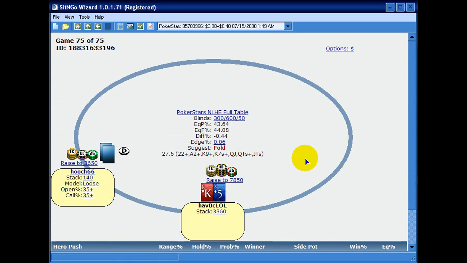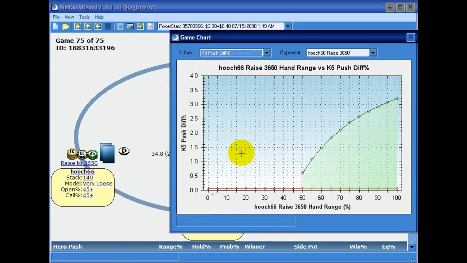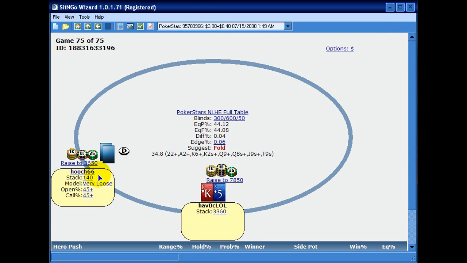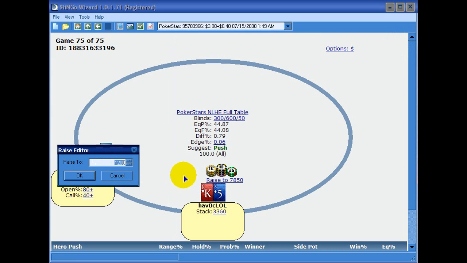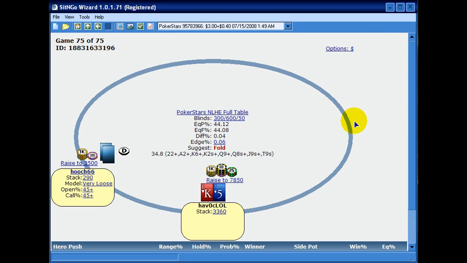Again, these are just wrong ranges. We can see where it becomes. Okay, so basically, if we have a raise to, I don't know, 3,500, and as we can see, he has 290 behind, he's effectively just pushing. He's putting us to a push-fold decision. So what I do is I just change it to a push, and then I look at the graph.